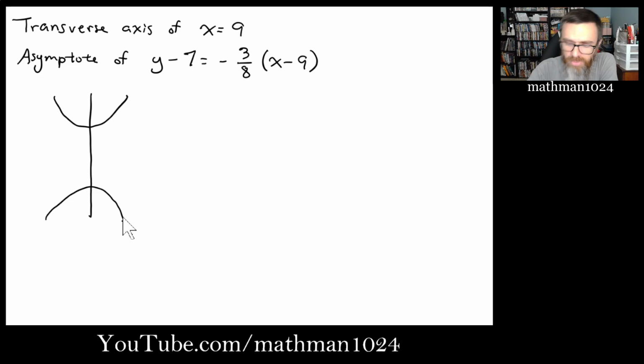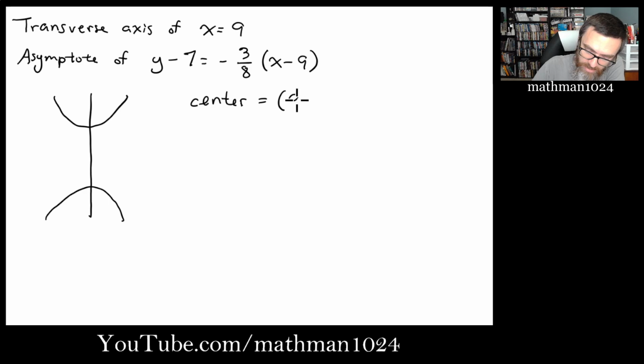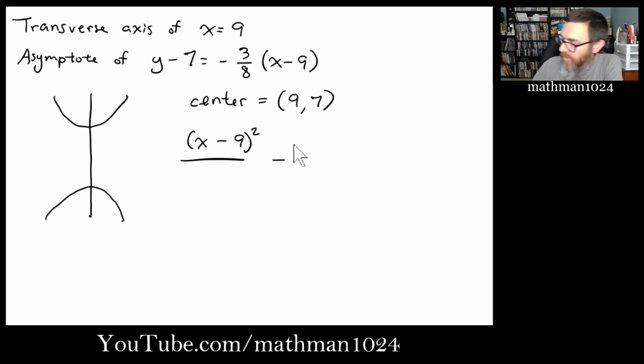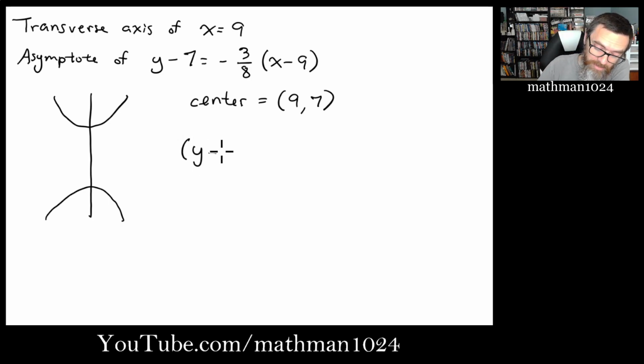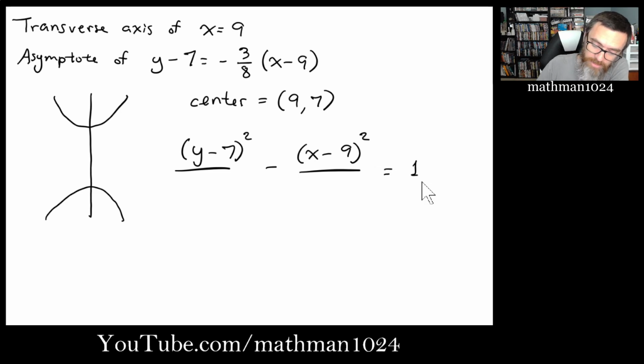So let's try to build it from here, starting with the fact that your center is going to be the ordered pair positive 9, positive 7. So our form is going to be x minus 9 squared over something. Oh, no, actually, you know what? We can't do that. We're going to start with y. y minus 7 squared over something minus x minus 9 squared over something equals 1.